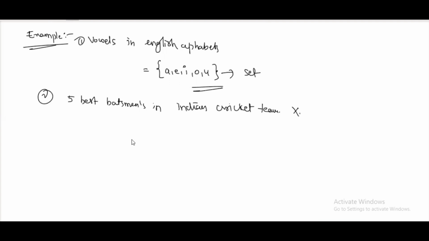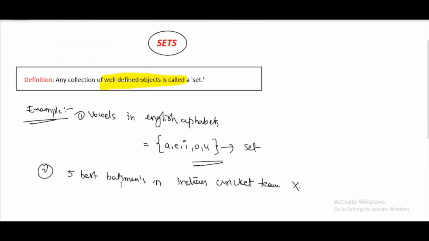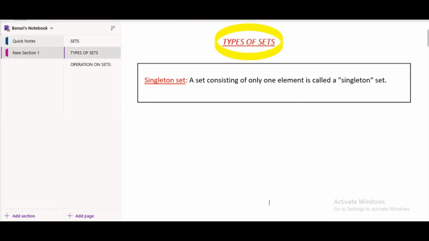Well defined means that whenever and wherever, the answer should be the same. That's why we can define sets as a collection of well-defined objects. So this is the definition of sets.